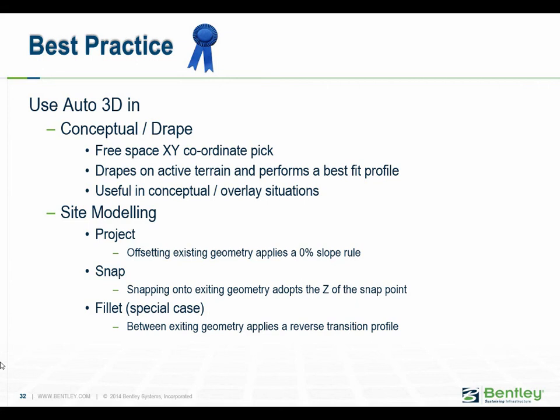And the other situation with Auto 3D is in site modelling, building of civil cells and projecting off them, where it automatically applies a slope rule of 0%, which we can then modify later on, or a snap rule, where it will assume the value of the element you're snapping onto. And things like the fillets, anything where we have fully defined fixity for the lead-in, lead-out grades, then it will apply this parabolic transition between them as well. So a few use cases where the Auto 3D really kicks in and starts to provide value, but you need to understand the setup of those.